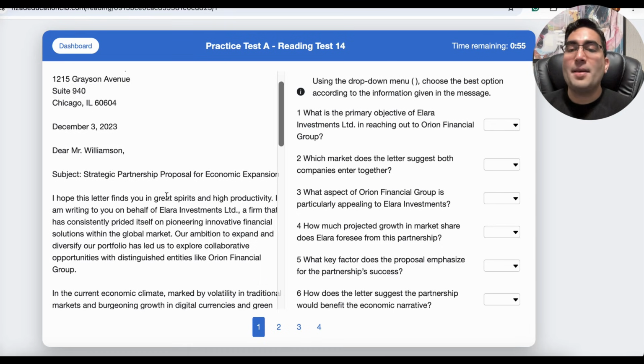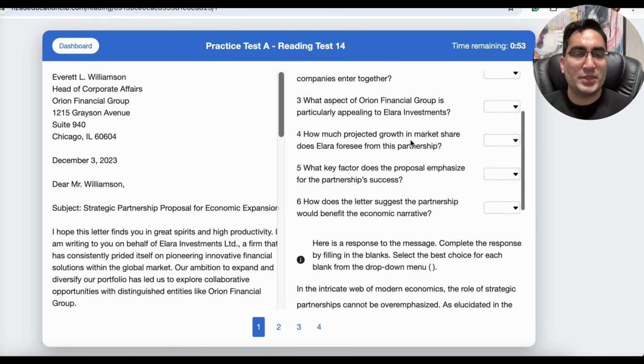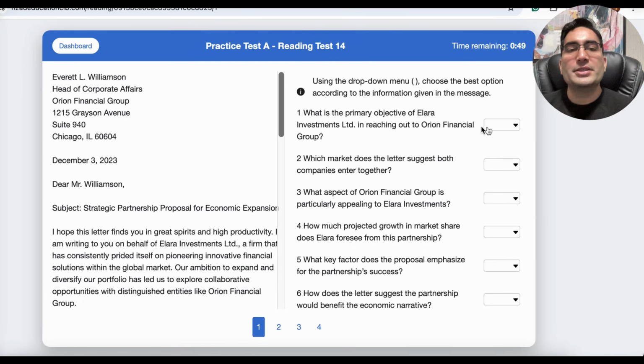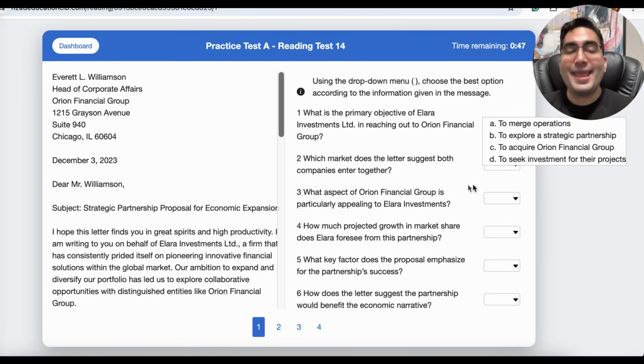CELPIP reading part 1, passage on the left and questions on the right. This is how it looks in the exam. And your job here is to find the answers quickly and accurately.